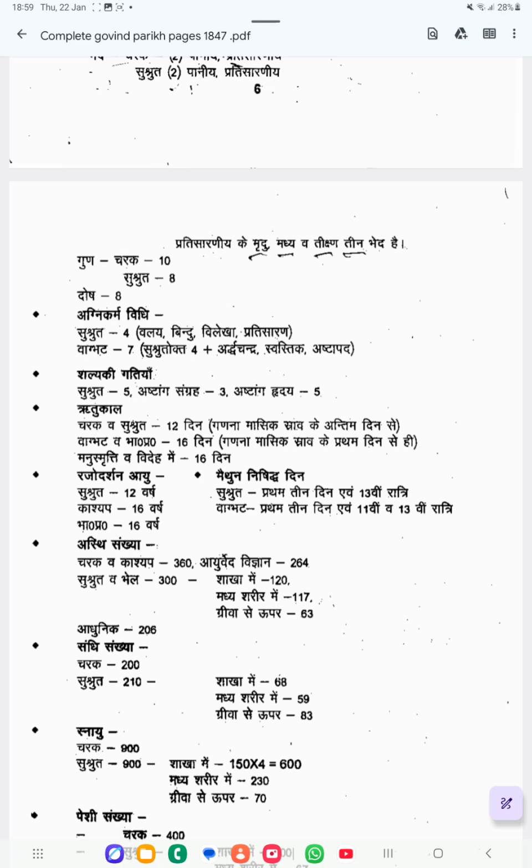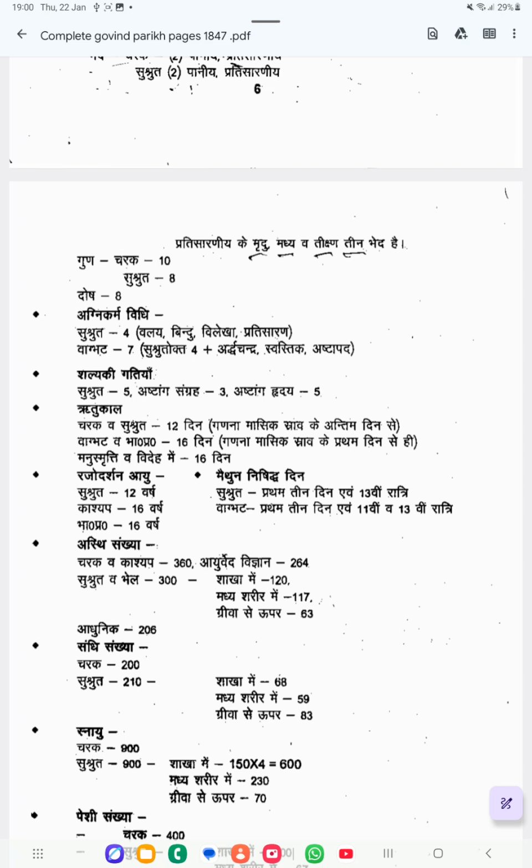Next one is Ritukala. So after the menstrual cycle, the rest of the period, the ovulatory period. According to Charaka and Sushruta, 12 days they have mentioned. According to Vagbhata, according to Bhava Prakasha, 16 days. Then Manusmriti, Videha, they are telling 16 days. So these are the Ritukala.